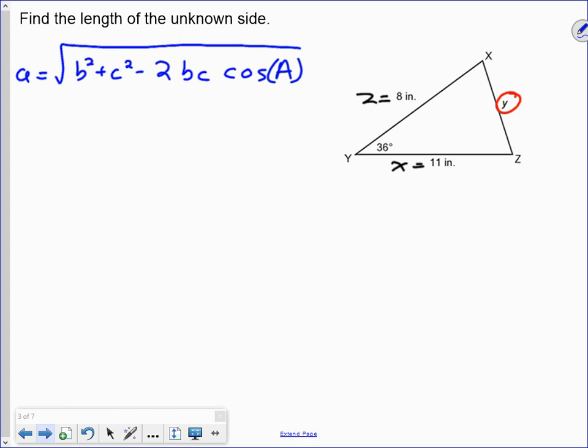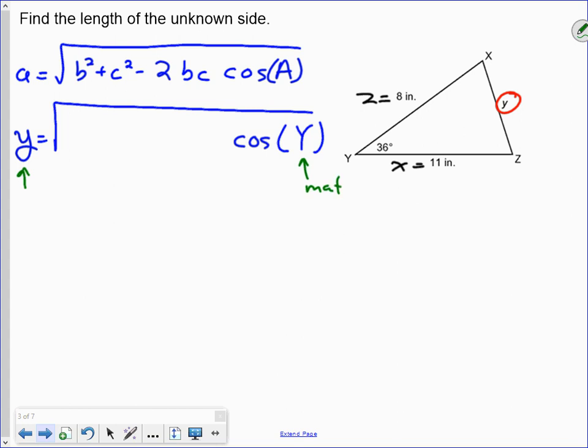What side are we trying to find? We are trying to find side Y. So instead of A, we're going to have Y. The angle that we need to use is going to be angle Y, because that's the angle that is across from the side that we're trying to find. So this side here and this angle here always have to match up. Then instead of B, we are going to have X, so X squared. Instead of C, we're going to have Z squared, 2xz cos Y.